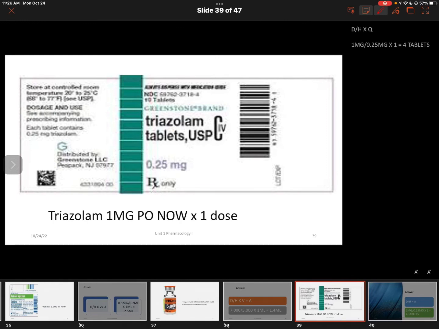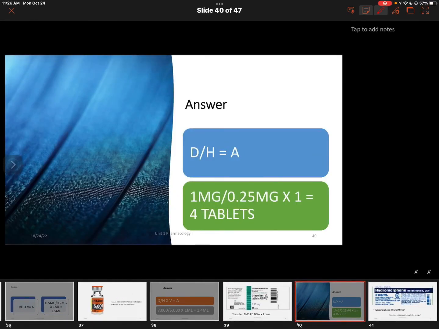Triazolam, 1 milligram PO now times 1 dose. What we have on hand is 0.25 milligrams. So what is the formula that you would use? The D over H equals A. 1 milligram is what's ordered. 0.25 milligrams is what we have on hand.